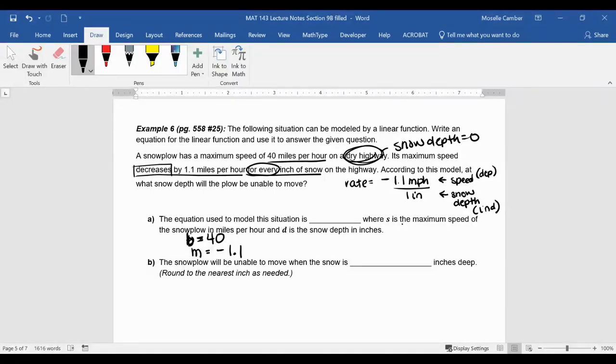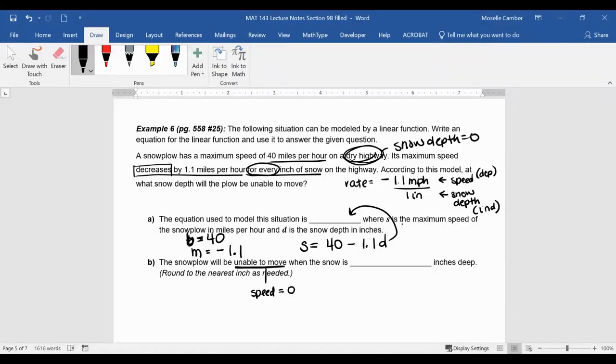Plugging it in my equation, I have my speed is going to equal my starting speed minus 1.1 for every inch of snow. And that goes there. Okay, now we can use this equation to help us answer this next question. So the snowplow will be unable to move when the snow is how many inches deep? Okay, so it doesn't actually give us a number here, but it does say unable to move. Well, it's unable to move, that means the speed is 0. The maximum speed, so it can't go at all, so its speed would be 0.